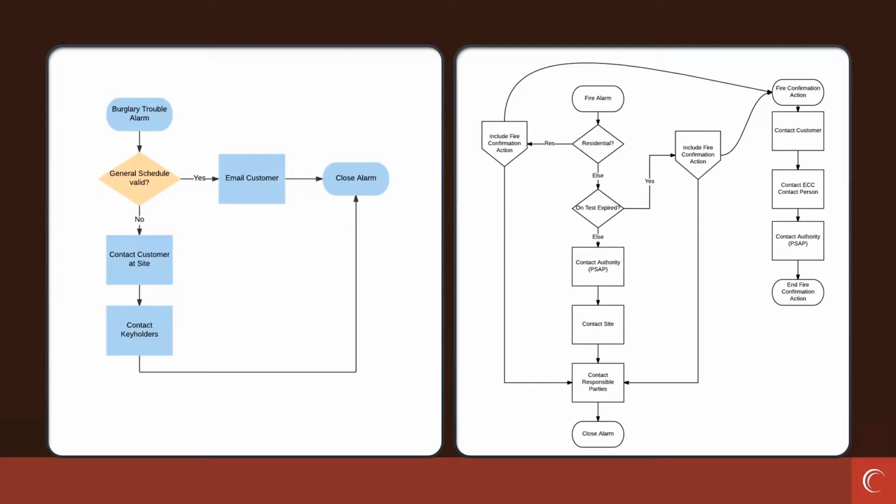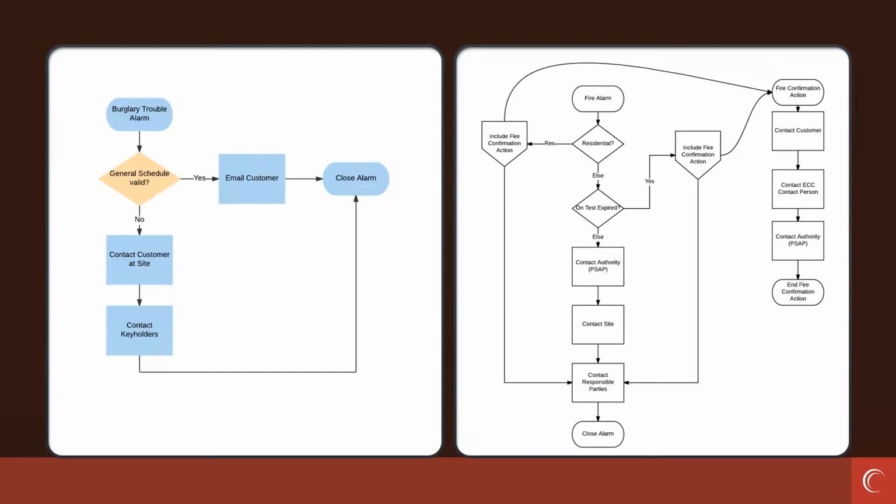So here's a couple example flow charts. The first one shows a decision for if a schedule is valid or not. And that flow chart is going to show that if the schedule is valid, we're going to email the customer and close the alarm. And if it's not valid, we're going to contact the customer and contact key holders, and then we're going to close the alarm. The second one on the right-hand side is going to be a little bit more complex.